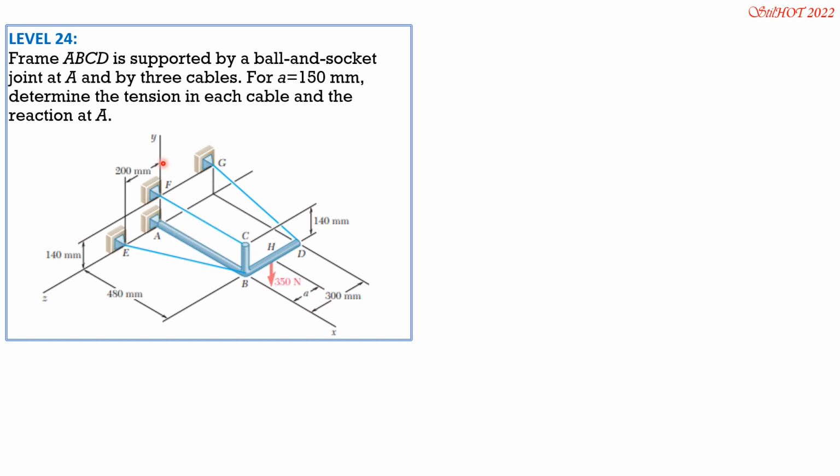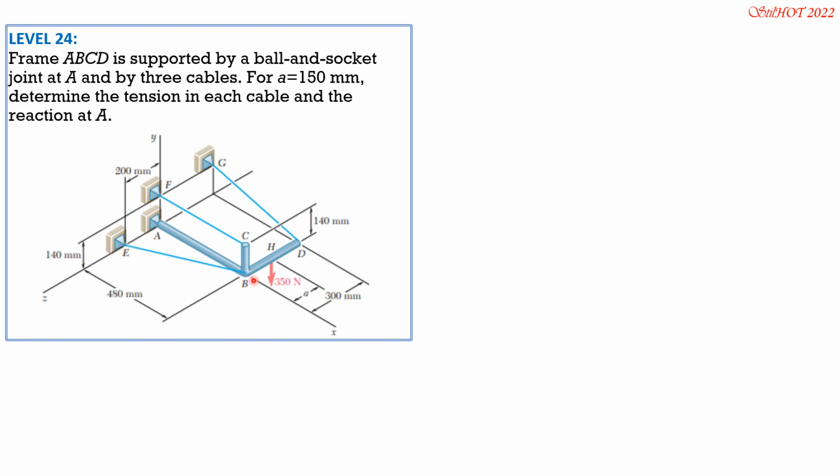So problems on 3D rigid body equilibrium are easier than 2D. So you just need to practice and solve a lot of problems on 3D rigid body equilibrium. So remember A is 150 mm. So let's have the components.